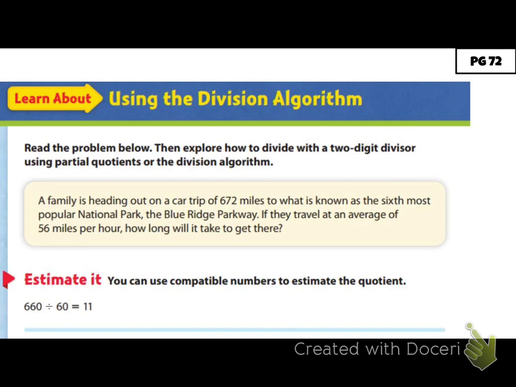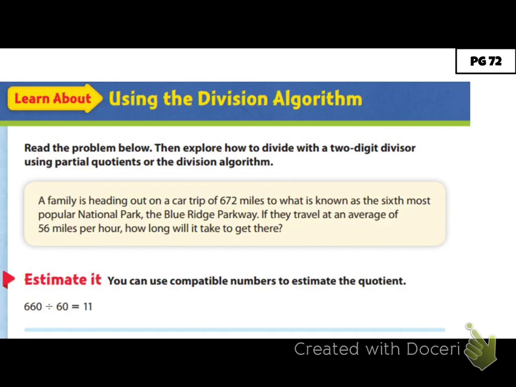Alright, so in this one we're going to focus on the division algorithm. So we have a problem that says a family is heading out on a car trip of 672 miles to what is known as the 6th most popular national park, the Blue Ridge Parkway. If they travel at an average of 56 miles per hour, how long will it take to get there?